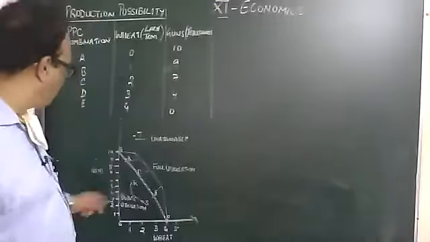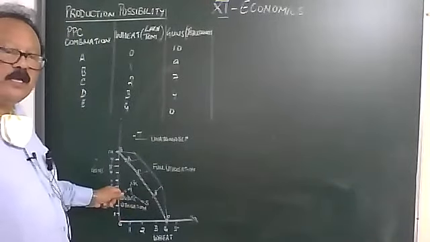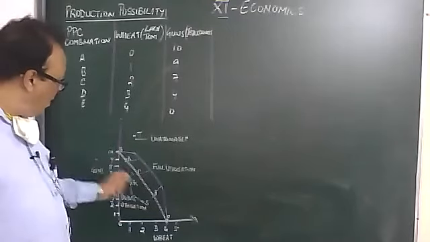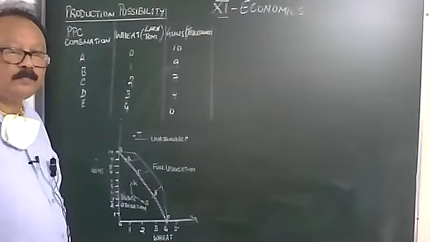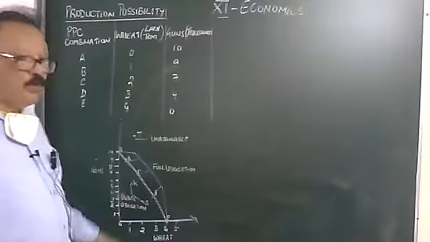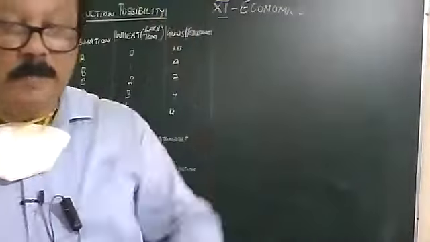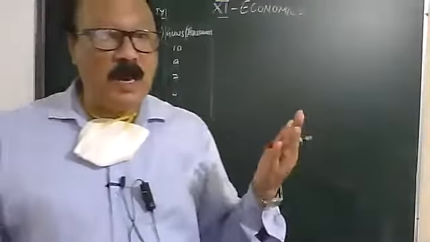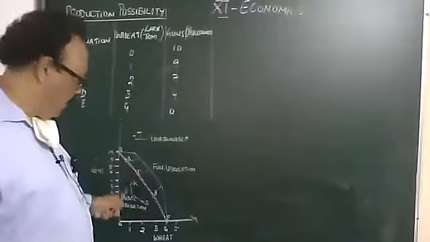Now you see 2 points I placed inside the PPC. Children, can you see this? K and S. These are points below the PPC. What does this mean? This means that there is underutilization of resources. Resources are available, but we are not being able to come on the PPC.